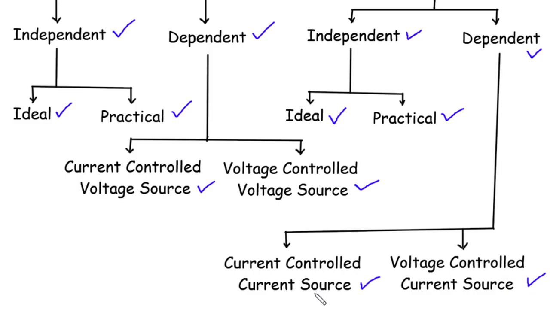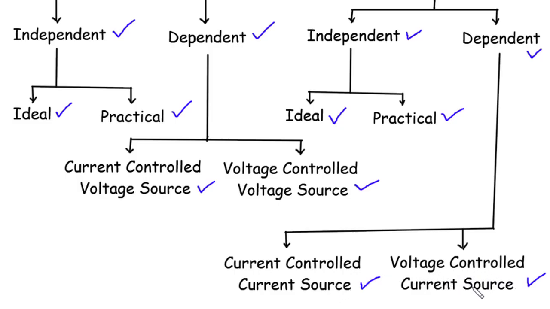A current-controlled current source adjusts its output current based on the current flowing through a controlling element. As the controlling current changes, the output current of the dependent source varies proportionally. This type of source is often employed in applications where the output current needs to be controlled based on the current flowing through a specific part of the circuit.